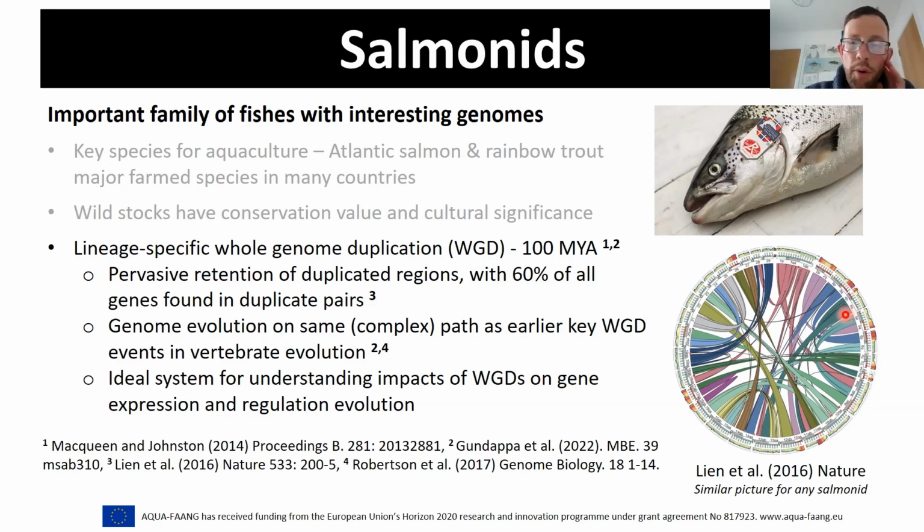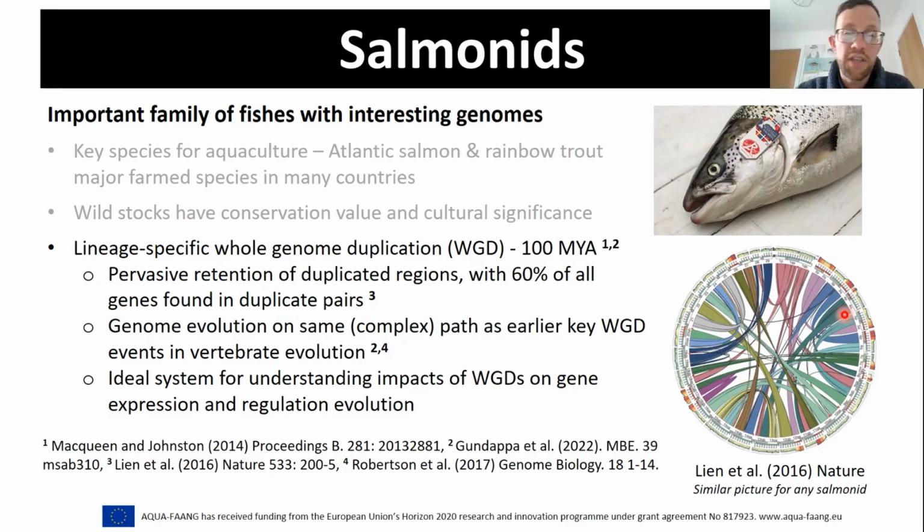So salmonids are an important vertebrate model system to understand the evolutionary impact of these genome duplication events, which is of wide interest, especially on genome function and regulation. And that's an area where it's very underexplored, and AQUA-FAANG can make great leaps forward with our data.